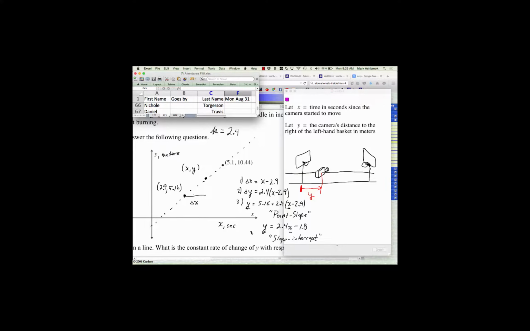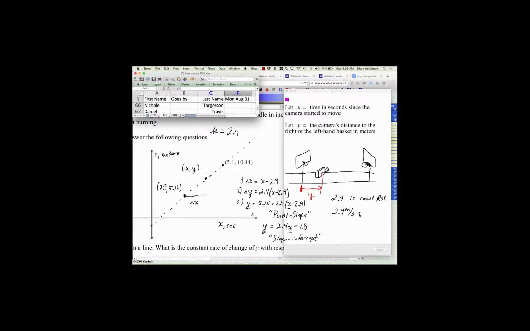What does the 2.4 mean? It's the constant rate of change. So that's true. But what does it mean for the situation in terms of the camera and the baskets? Every second it moves 2.4 meters. Agree with that? Yeah, so the units on that would be 2.4 meters per second.